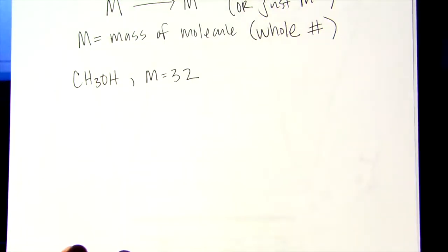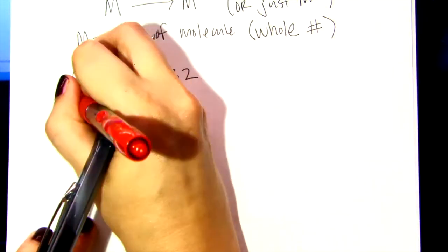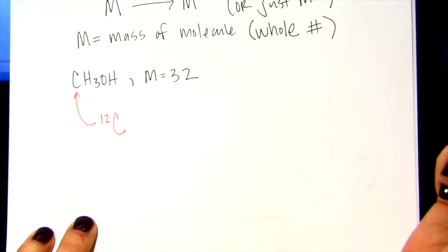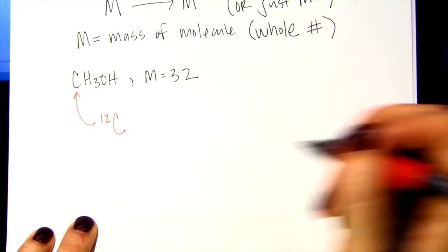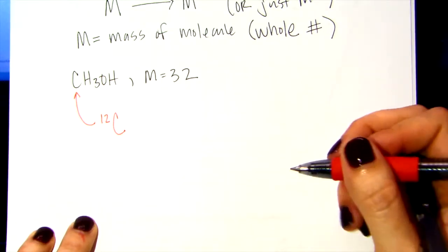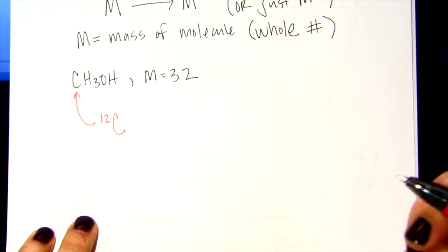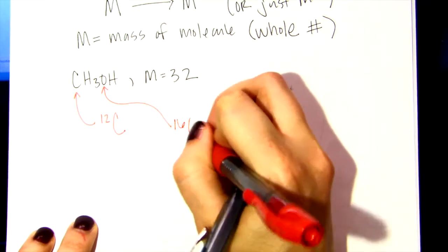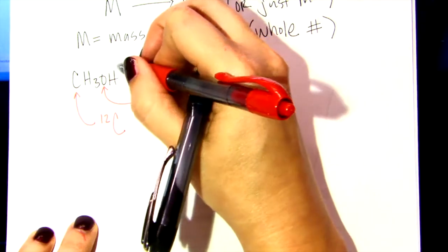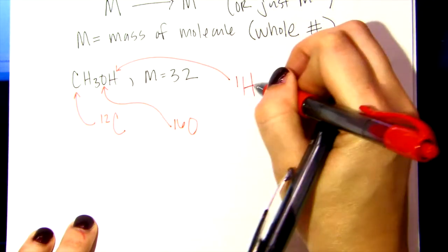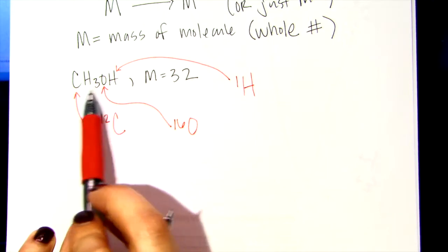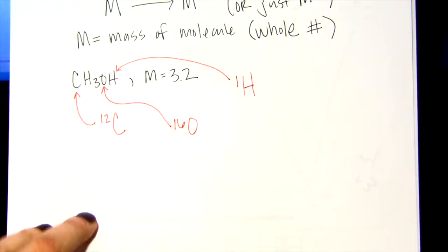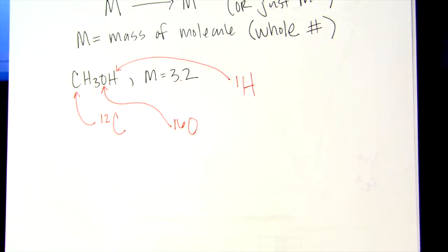So like for carbon, the most common isotope of carbon is carbon-12, and carbon-12 has a mass of 12, right? Because it has 6 protons, 6 neutrons. Each one has a mass of 1 AMU, right? So carbon-12 is the most common isotope for carbon, and then oxygen is 16, and then hydrogen is just 1. So if you add all those up, we have 12 plus 4 from the hydrogens plus 16, that adds up to 32. So 32 is the mass using the most common isotopes.